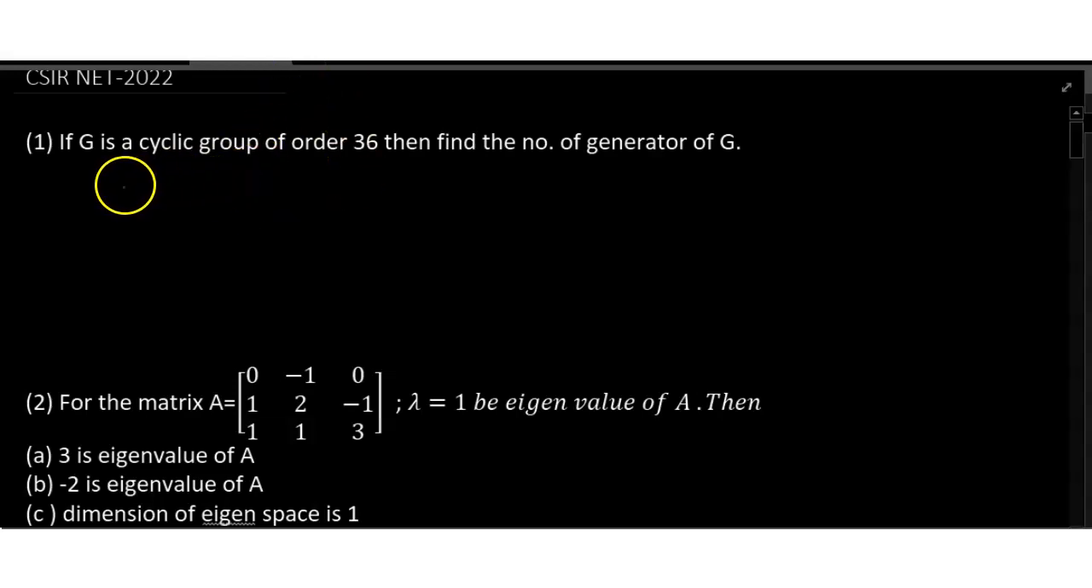Today's discussion is the CSIR NET 2022 question and answer. If G is a cyclic group of order 36, then find the number of generators of G.